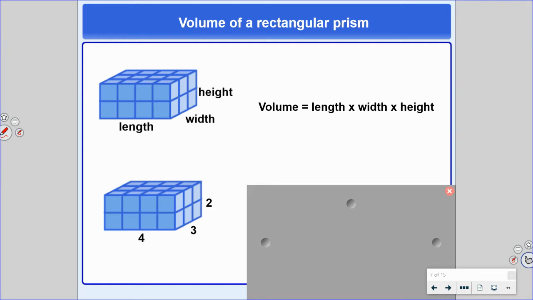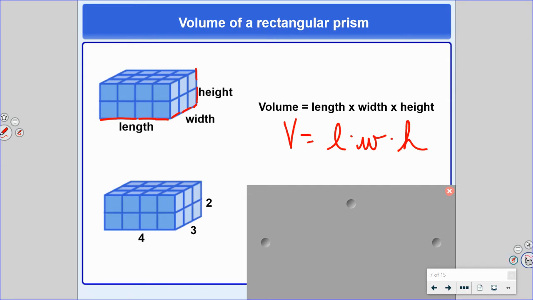So as you saw what I did on the last example, I multiplied the length times the width, and then we added, or you could say repeatedly adding things is the same as multiplying. And here, ladies and gents, is our formula. Many of you may have already heard this. Length times width times height.